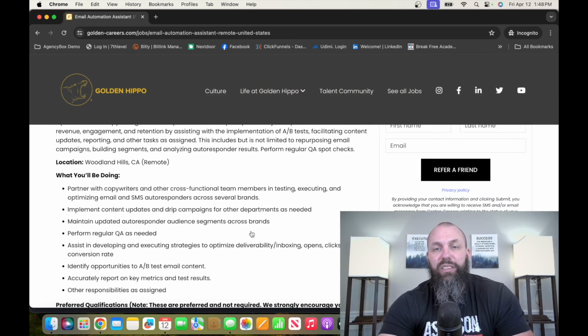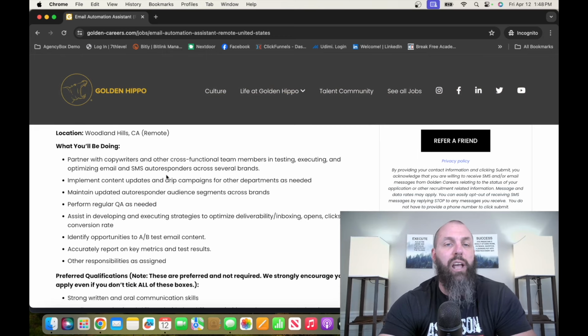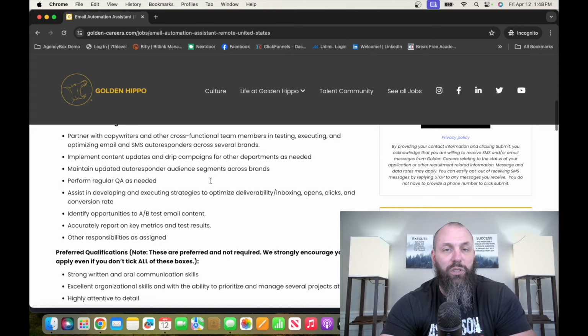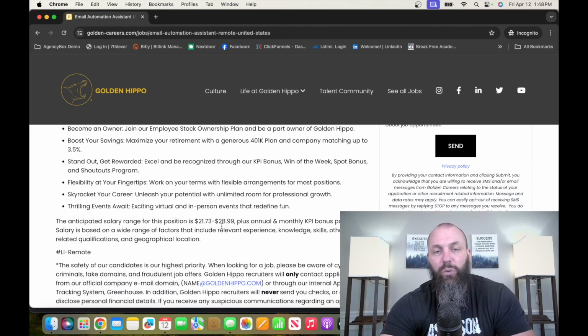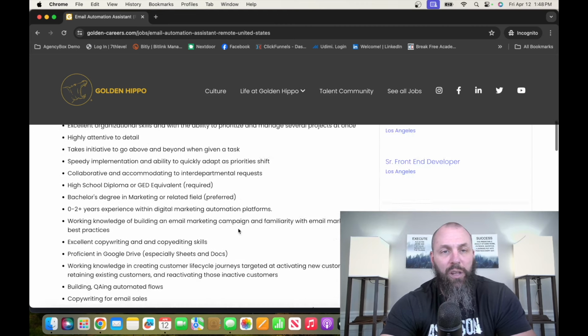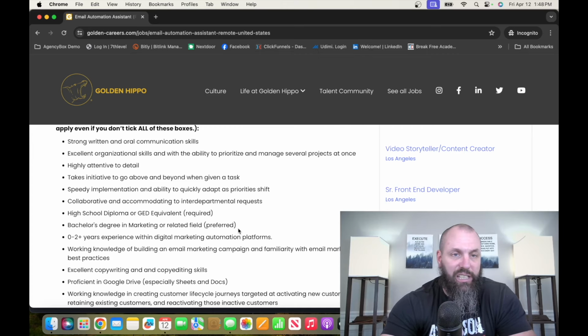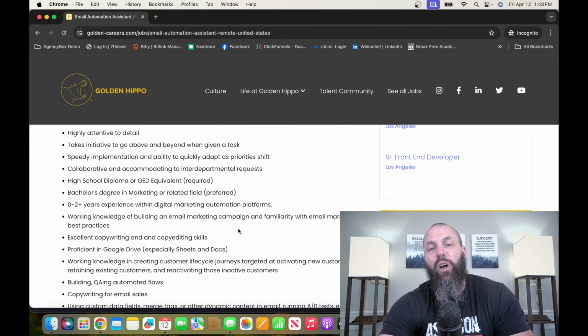So the requirement is 0 to 2 years of experience, partner with copywriters and other cross-functional team members in testing, executing, and optimizing email and SMS autoresponders across several brands. So they're paying $21.73 to $29 per hour. All you have to have is a GED. They would love for you to understand automation and email marketing and all that kind of stuff. So be familiar with that stuff. But 0 to 2+ years of experience in digital marketing, go check it out, goldenhippo.com.